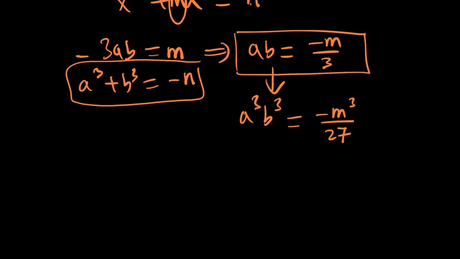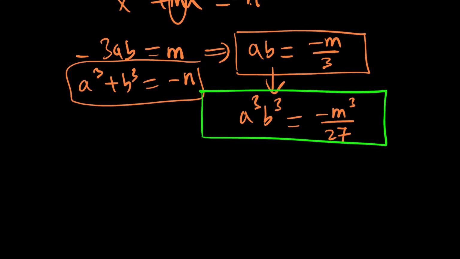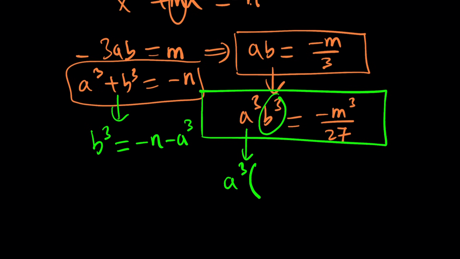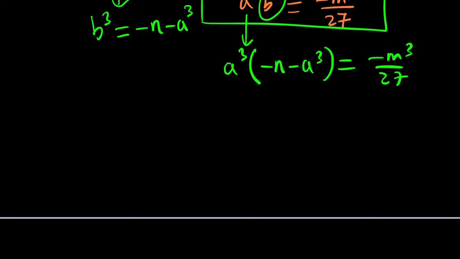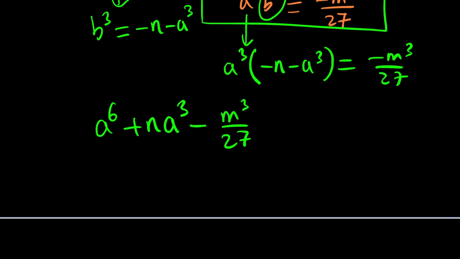So now we have this system, this one and this one. What we can do is isolate b cubed and write it as negative n minus a cubed and replace this b cubed with that. A cubed stays the same, and you replace b cubed with negative n minus a cubed, and then set it equal to this number. And now, if you distribute and put everything on the right-hand side, you get a to the 6th power plus n a to the 3rd power minus m cubed divided by 27 equals 0.